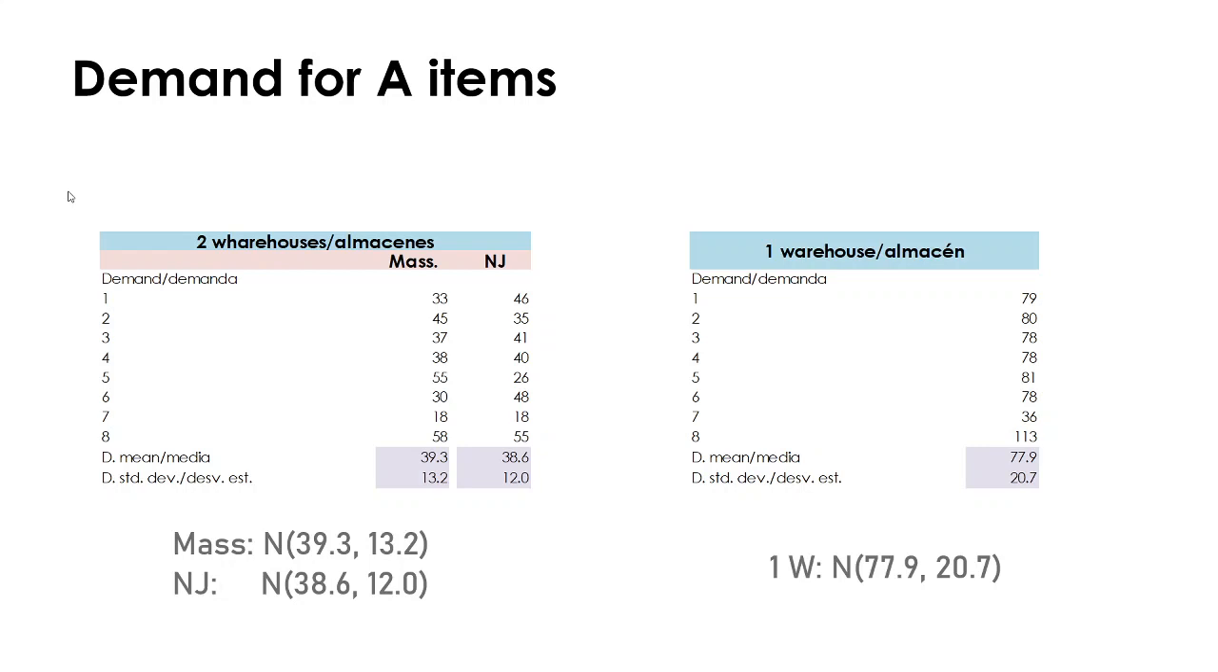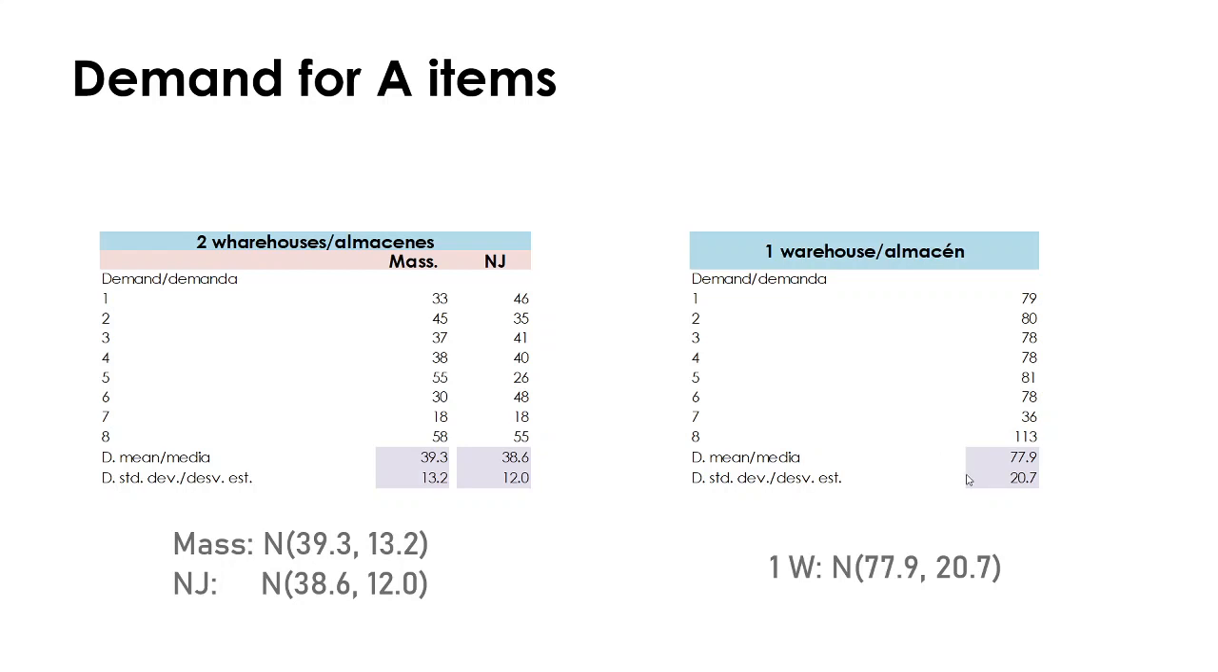So that is the case now, where they have two different warehouses. But if we had just one warehouse, the demand we expect that warehouse to fulfill is the summation of those two values. So for the first week, instead of 33 items shipped from Massachusetts and 46 from New Jersey, if we had only one warehouse we would have had 79, which is the summation of both. And the same goes for the 8 values we have corresponding to 8 weeks.